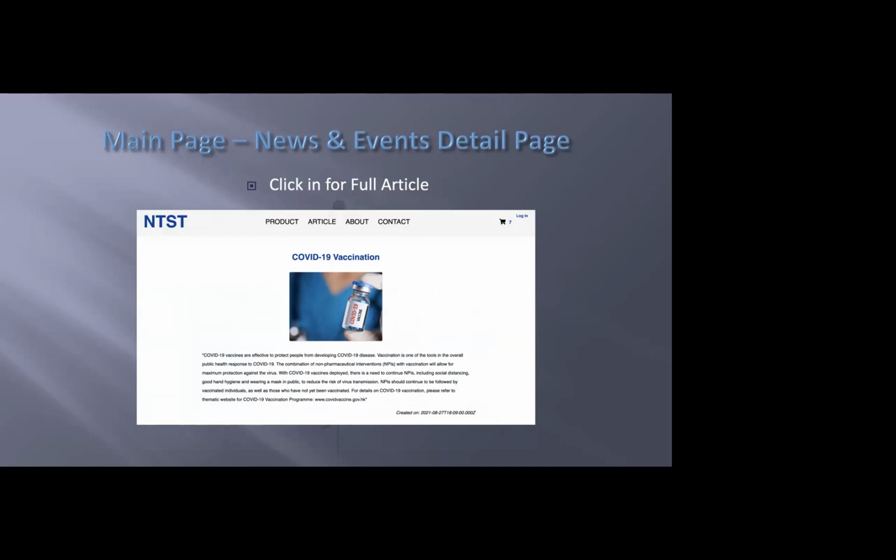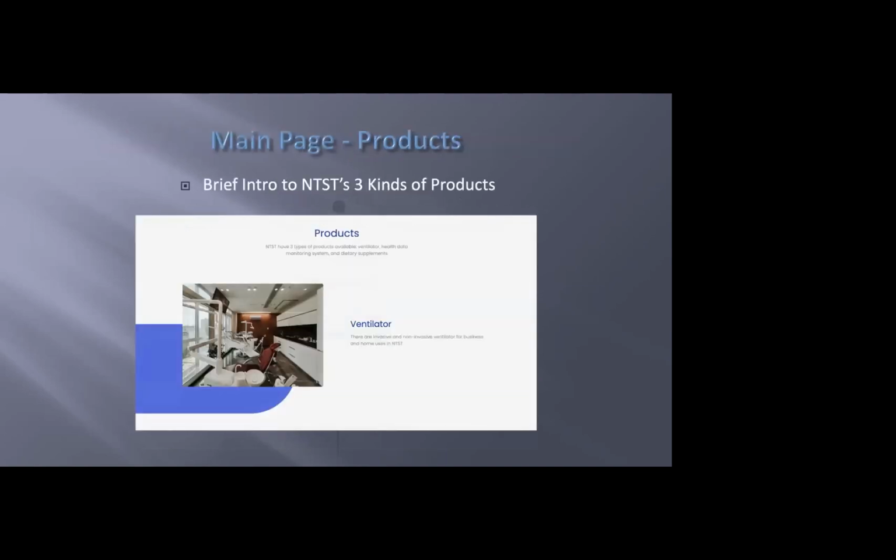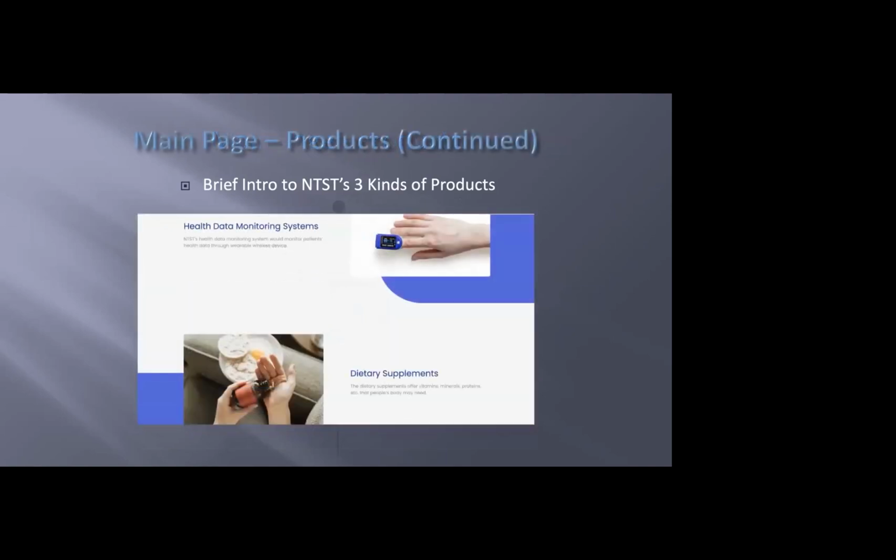Then continue to the main page and the product section. We have a brief intro to NTST's three kinds of products shown here: the ventilator, the health data monitoring system, and dietary supplements.